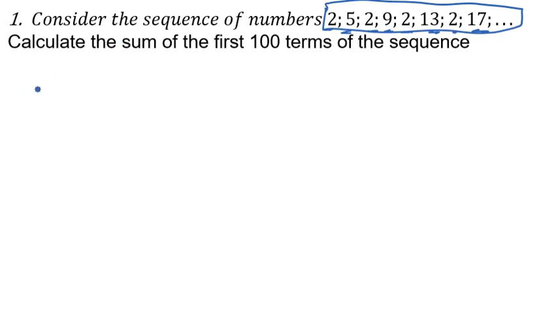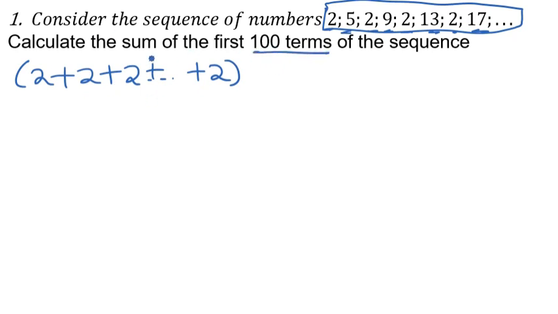So what we can do is separate them. For the first sequence, we will have 2 plus 2 plus 2, and the last one we know is going to be 2. When we separate them, one will be the sum of 50 and the other will be the sum of 50, so in total we are calculating the sum of the first 100 terms. The other one is 5 plus 9 plus 13 plus 17.